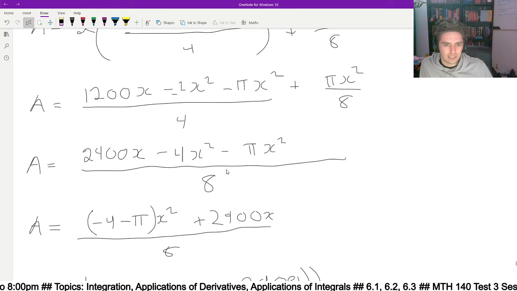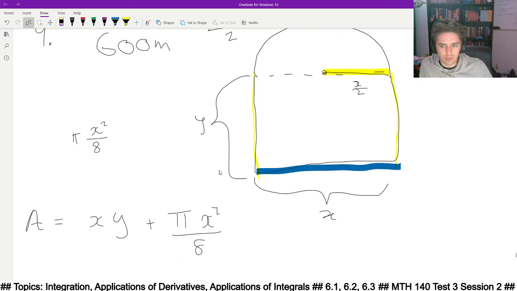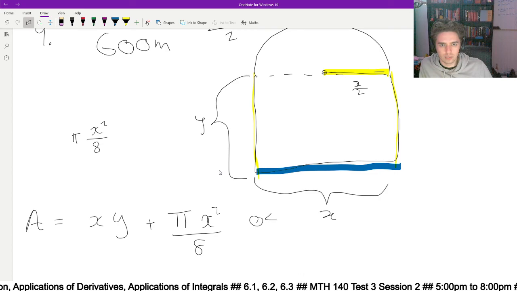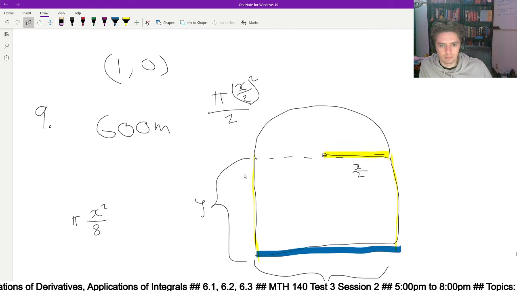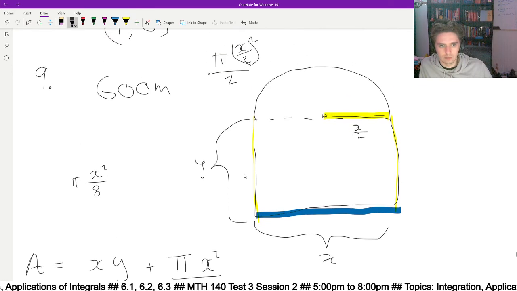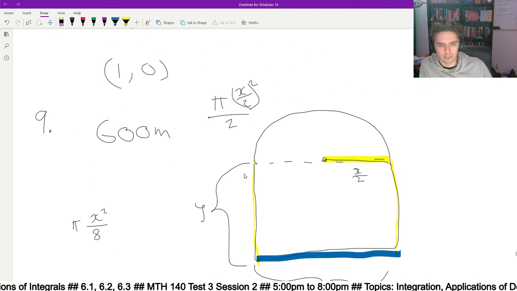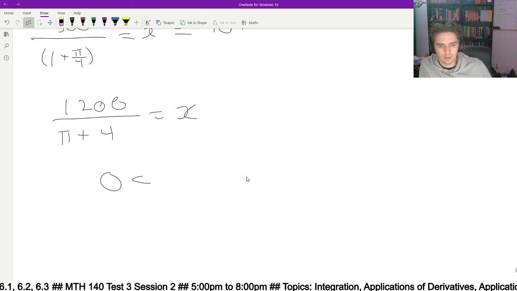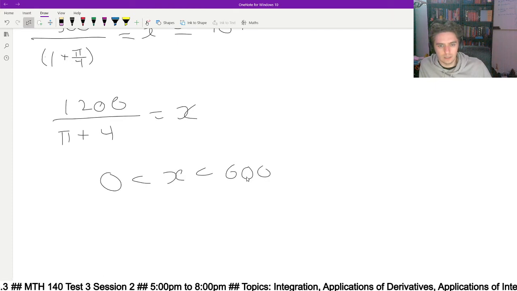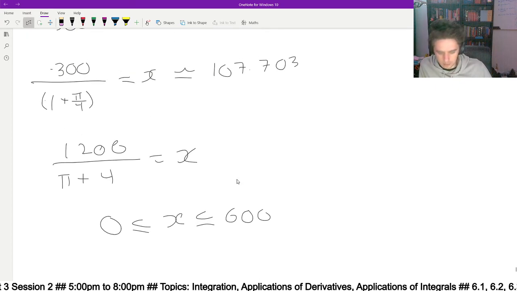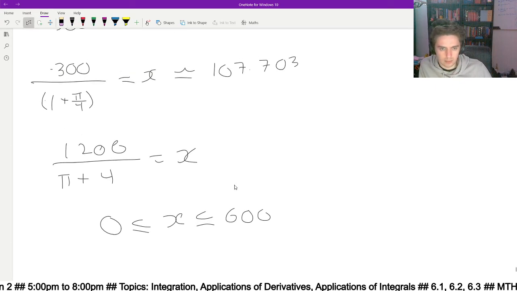So now we need to decide some bounds on our x value. The x value is at least 0, and it is at most 600, right? At most 600, because the parameter has to be less than 600. So x is between 0 and 600 inclusive. This is part of there. It's 2 times that much, so it's there.